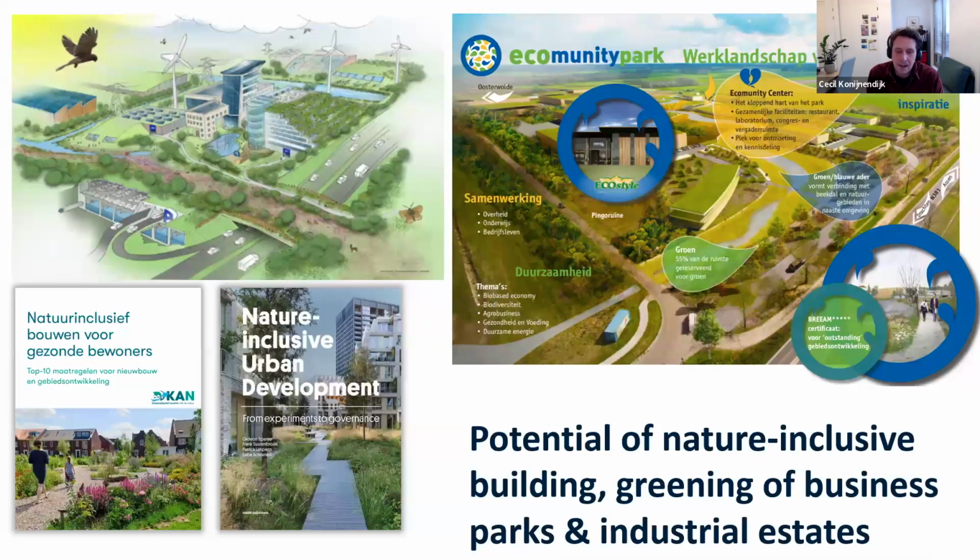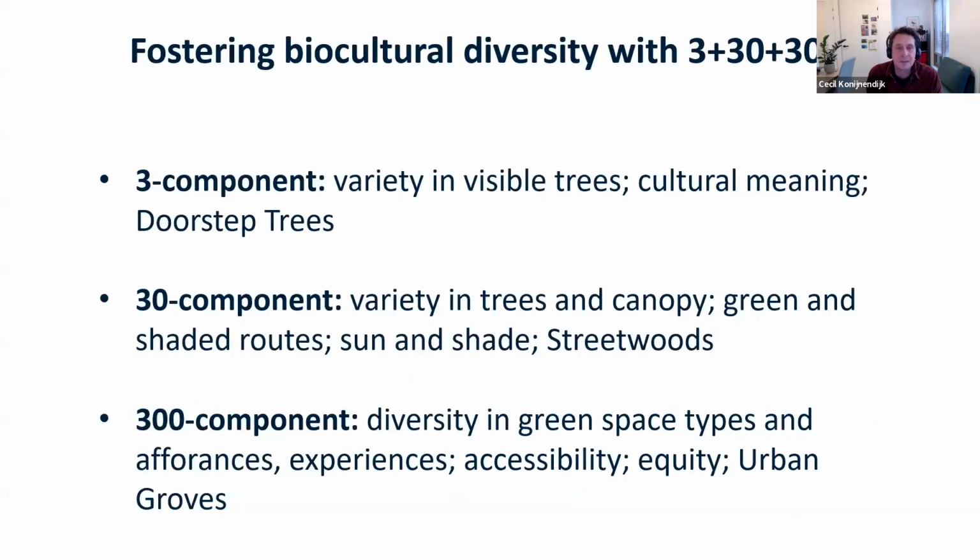On all the 3-30-300 maps, you see very dark red spots that are often industrial and business areas, areas where we traditionally have not really focused on green, although people do spend a lot of time in these areas. It would be really important to think more nature-inclusively here and develop greener business and industrial areas. There's a new project in the Netherlands called Working Landscapes of the Future that is looking into that.